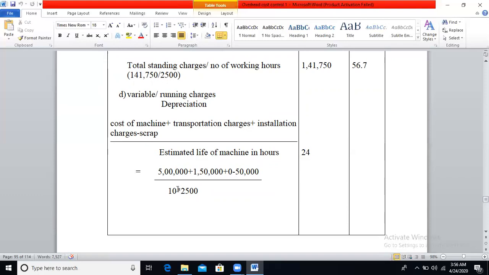So they have given 10 years as the estimated life of the machine. You have to multiply with the number of machine working hours. You will get the estimated life of machine in hours. If you have calculated, you will get the value as 24.